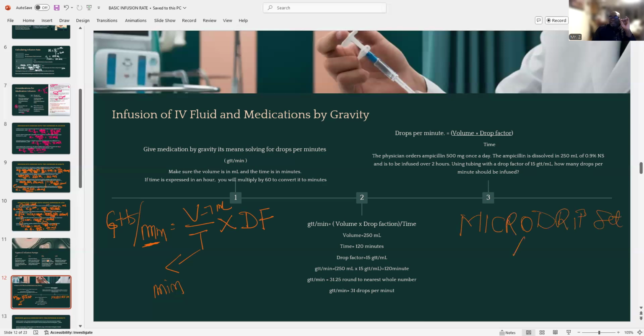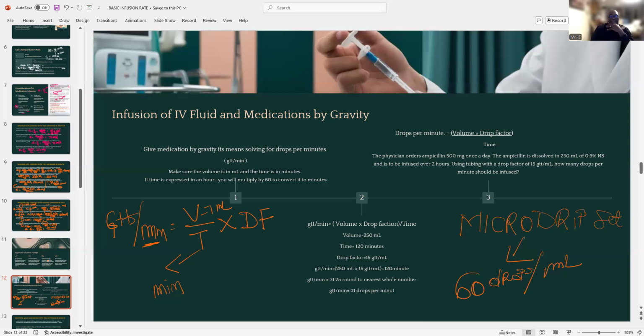For the kid using a Macrodrip set, the drop factor is always going to be 60 drops in 1 ml. This is the drop factor, something for you to memorize, because they may not give it to you. If you have an exercise that says using a Macrodrip set and you need a drop factor, you know the drop factor is going to be 60. So drops per minute is volume divided by time, multiplied by drop factor, okay?